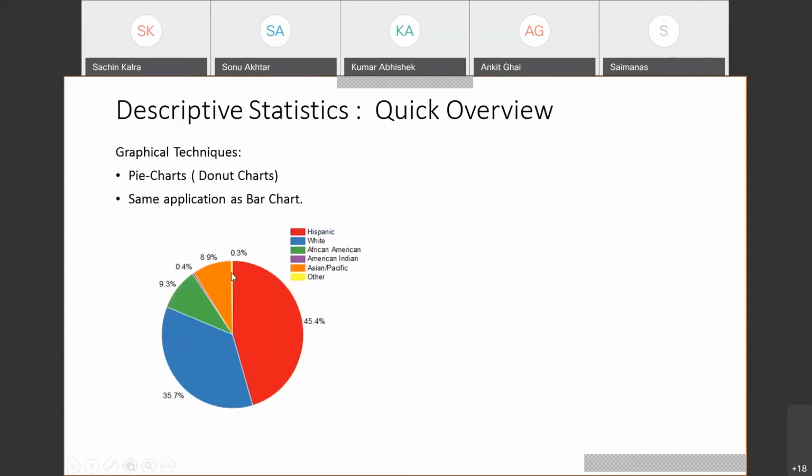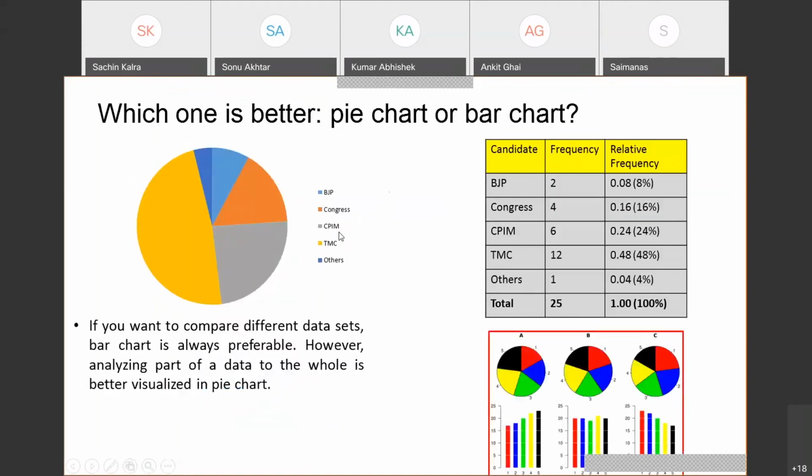For example, this is a different data set, right? Maybe for Washington, we have different male female numbers. For New York, we have different. For Chicago, we have different. Or they may be combined in same data set only, but they are different information with respect to this entity. So that's why if you want to compare different data sets or different entities, bar chart is always preferable.